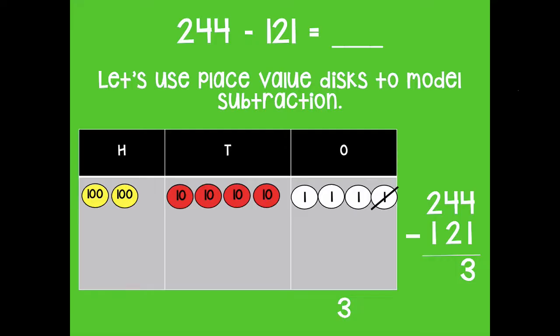Now we're going to move to our tens place. Top to bottom again, so 4 tens minus 2 tens. So let's do that. 1, 2. So now I have 2 tens left. I can model that in my vertical form by doing 4 minus 2 equals 2. Then I move to my hundreds place. I have 2 hundreds, and I need to subtract 100. So I'm left with 100. So 2 minus 1 equals 1 in the hundreds place. So my final answer is 123.